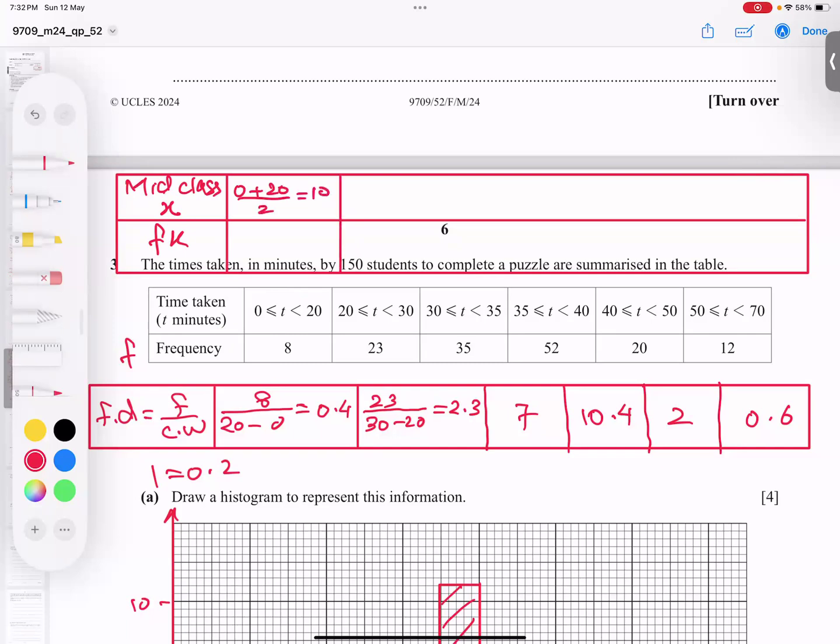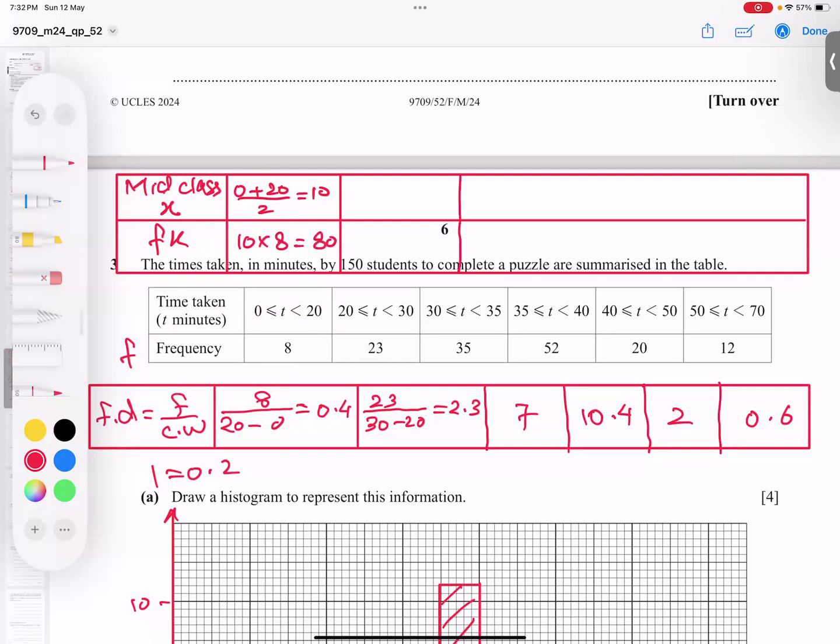How I got it? Class width is a difference. Mid class is average. Make a difference, please. This 10 is the X value, F is 8. Repeat, this is an X value, F multiply, because Fx. So 10 times 8, and I got 80.